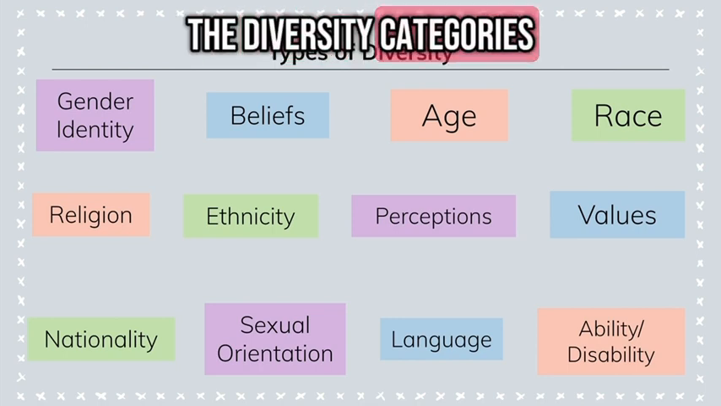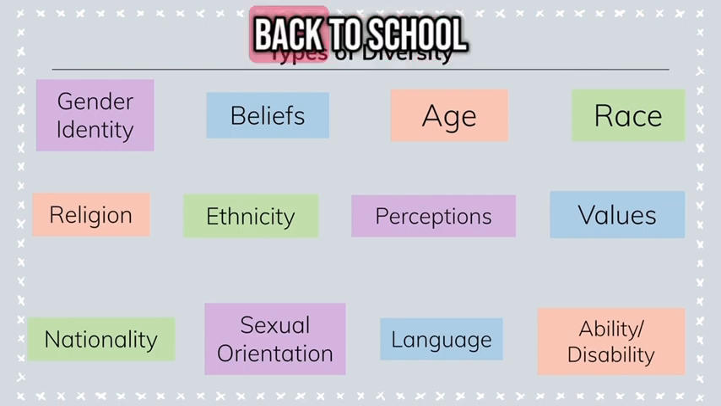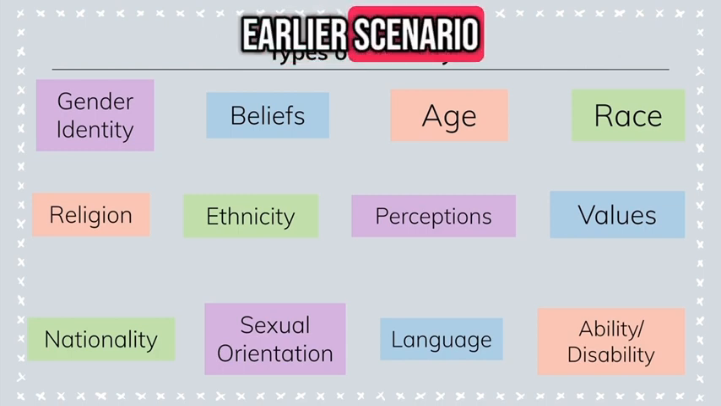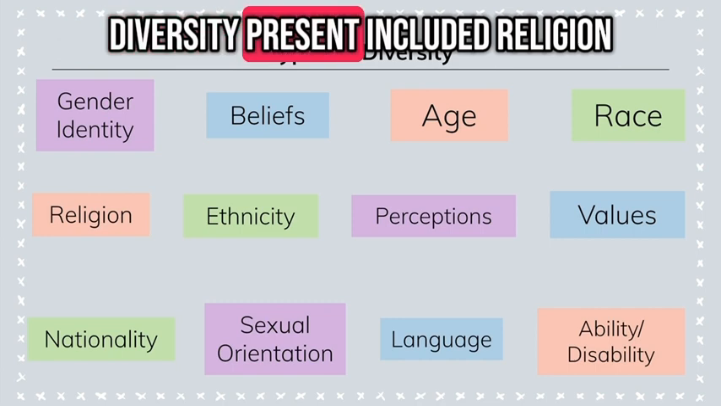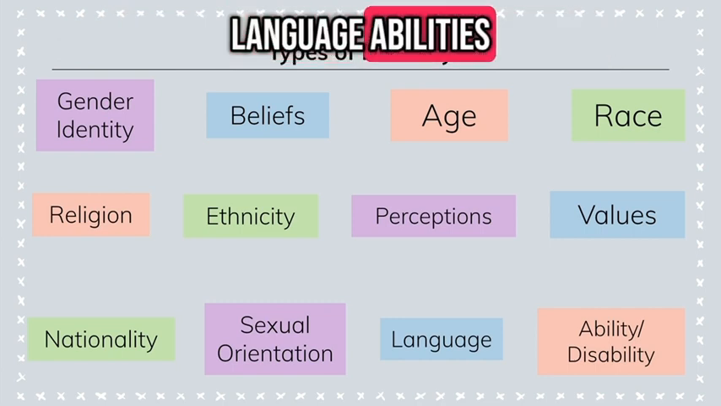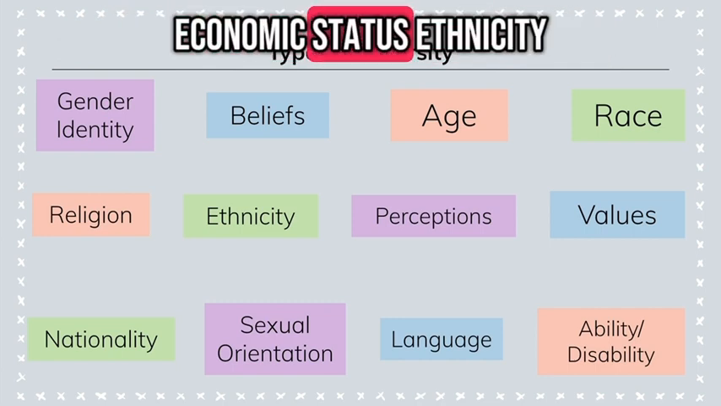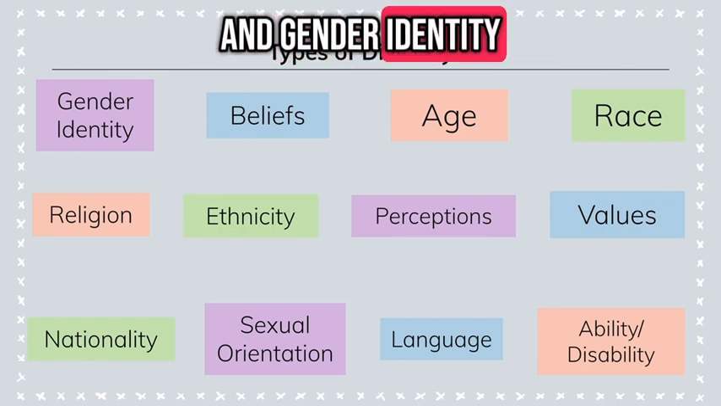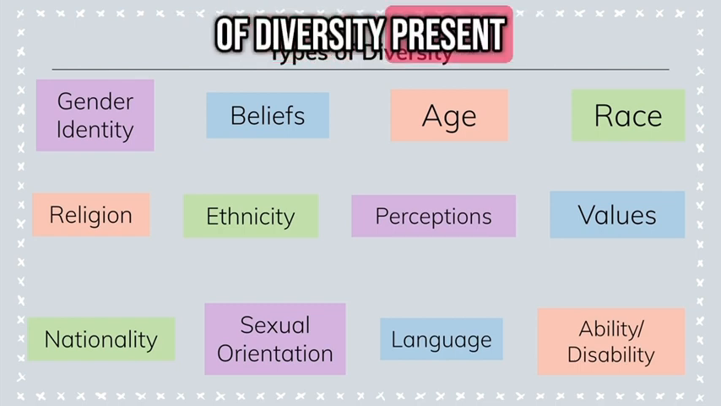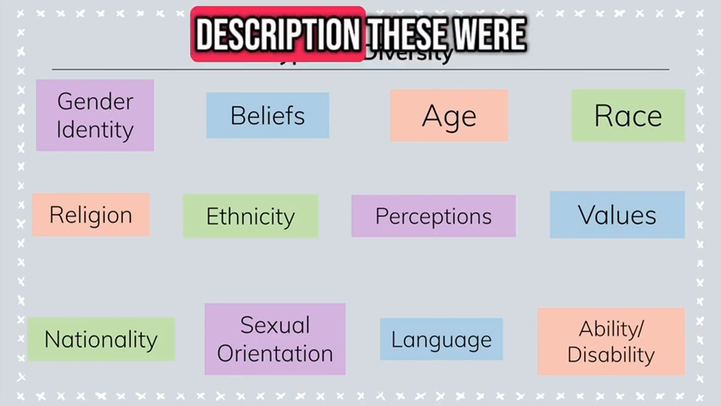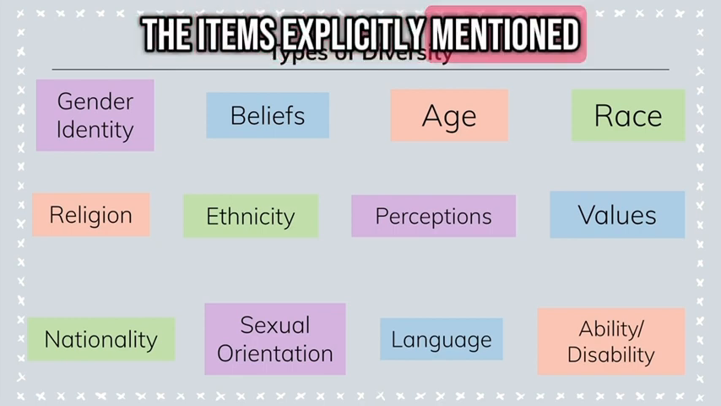When we look back to School B from the earlier scenario, we found that the types of diversity present included religion, language abilities, race, socioeconomic status, ethnicity, and gender identity. There might have been other types of diversity present at the school, but in the description, these were the items explicitly mentioned.